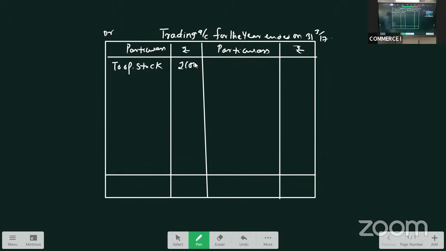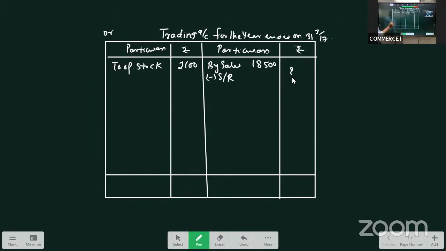Next, we have sales. Sales will be shown on the credit side. Sales are given as 18,500. But we will write this amount in the inner column because we may have sales returns given. In case of sales return, we have to take the net amount here. We cannot take the gross sales; we have to take net sales. So I'm keeping this open.